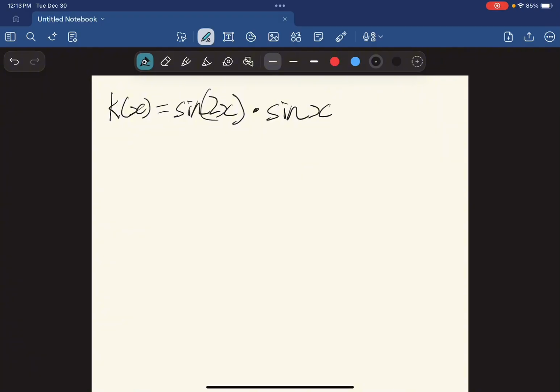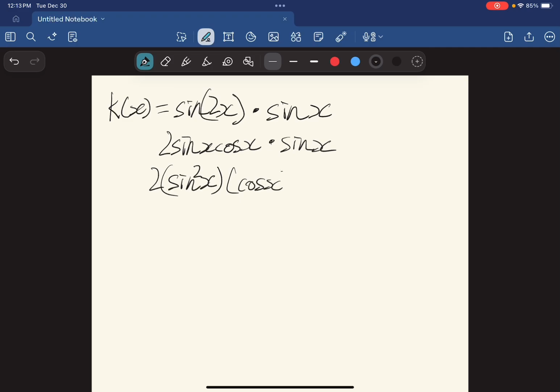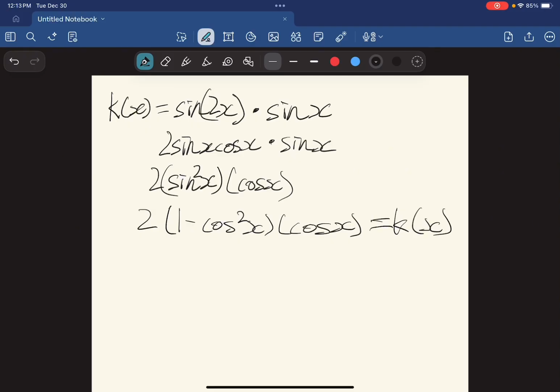And well, we know that sine of 2x is just 2 sine of x cosine of x, times sine of x, which is just 2 sine squared x times cosine x. And we know we're using our trig identities. This is just 1 minus cosine squared x times cosine of x equals k of x. Okay, and that's your answer, because they just want it in cosine.